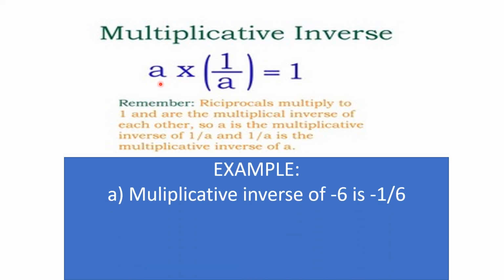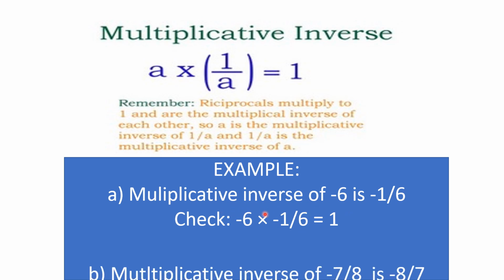Let us see an example. Multiplicative inverse of minus 6 is minus 1 by 6. What is the reciprocal of minus 6? Minus 1 upon 6. Now let us check whether we are getting the answer 1. So you can check: minus 6 multiplied by minus 1 by 6 is equal to 1. That means you can say minus 6 is the reciprocal of minus 1 by 6, or minus 1 by 6 is the reciprocal of minus 6. So both of them are multiplicative inverses of each other.